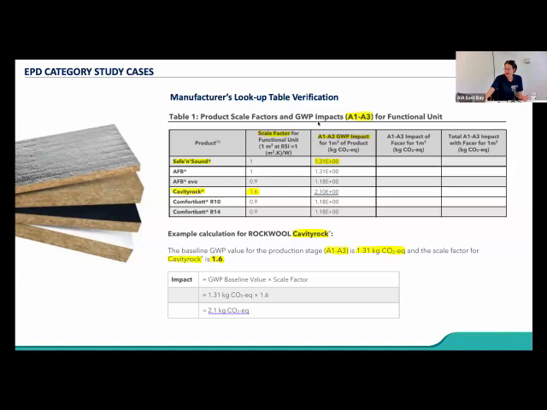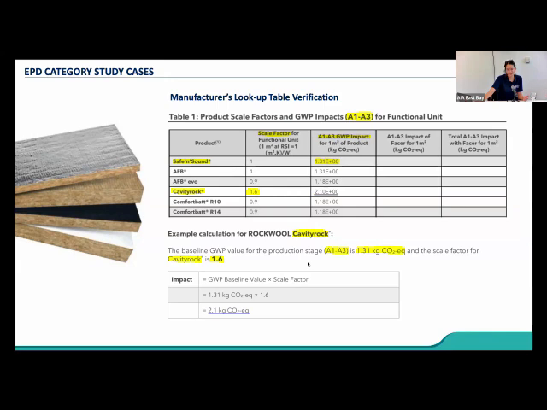So this is Rockwool's Cavityrock. That's what we used in this example, where there's a table where the basis of the global warming potential calculation is the Safe'n'Sound product, which has a functional scale factor of 1, which basically says the baseline assumption you should have for GWP for insulating products is 1.31 kilograms of CO2 per meter squared. And you multiply it by 1. Now, if you multiply it by 1.6 to get the Cavityrock, if that's what's been specified, the total GWP value that you should be assuming for that product is 2.1, okay?